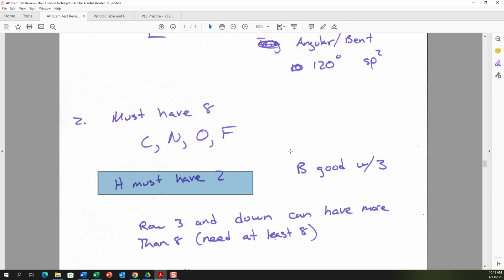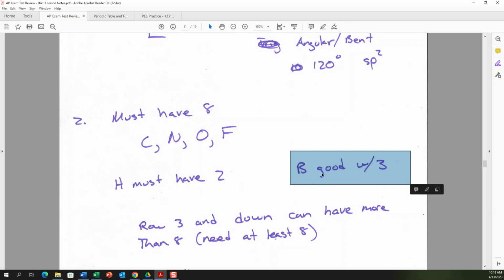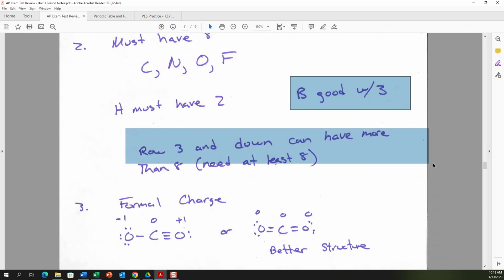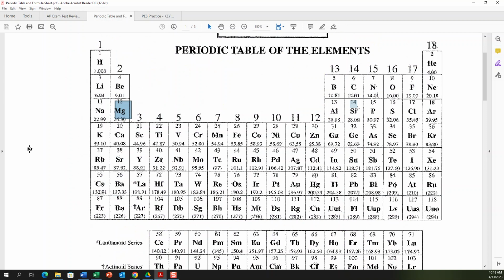Remember, boron's good with three bonds, good with a total of 6 electrons, not 8. It can have 8, but a lot of times you'll see boron with just 6. And then just remember, everything in row 3, so if we go to our periodic table, energy level 3, silicon here and then down, they need to have at least 8, but they can have an expanded octet. They can have more than 8 because, remember, they have the empty d orbitals that they can expand into. And that's when you start to get the hybridization where you get sp3d or sp3d2, because you're hybridizing into the d orbitals, okay?